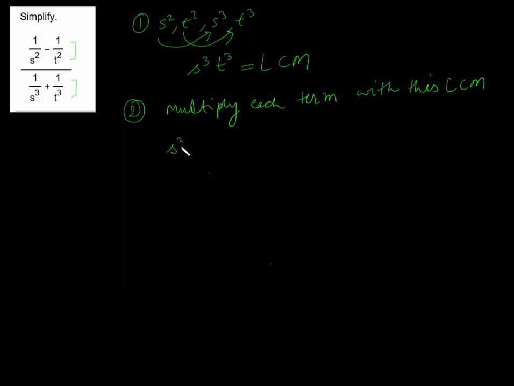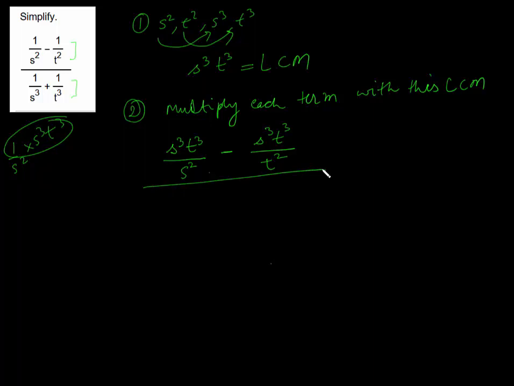This will look like s cubed t cubed over s squared, because 1 over s squared times s cubed t cubed is nothing but, when you multiply these two, 1 times anything is itself, s cubed t cubed over s squared. Similarly, 1 times s cubed t cubed is s cubed t cubed divided by t squared, and same thing in the denominator. So I'm going to quickly write this and then we'll do the next step, which is really easy after this.